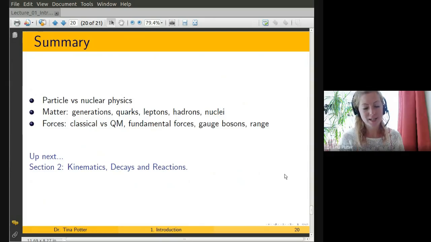So what we're going to do next, in the next chapter, is a 2-hour chapter. I'll record it in 2 parts. We're going to have a look at the kinematics of interactions. We're going to have a look at decays and reactions. And this is a common chapter for both particle and nuclear physics. It may be a bit dry, it may be a little more boring than the other chapters, but you need it to lay the foundations for what we're going to go on to. Once we've got all of that under our belts, we can go and have a look at the more interesting parts of particle and nuclear physics.